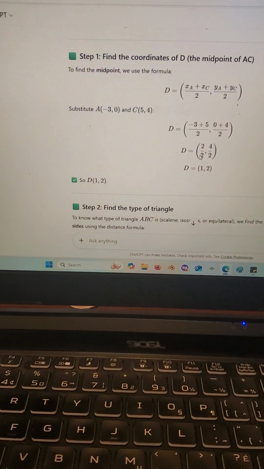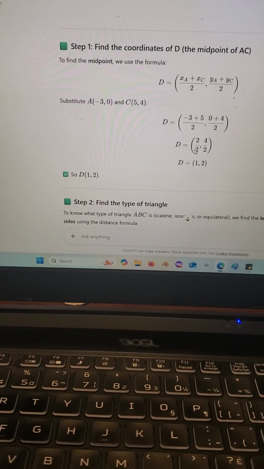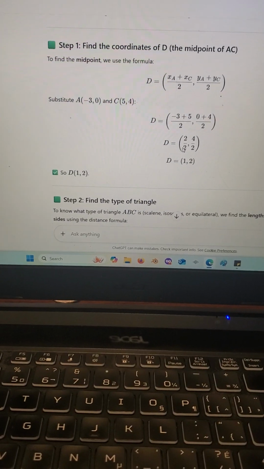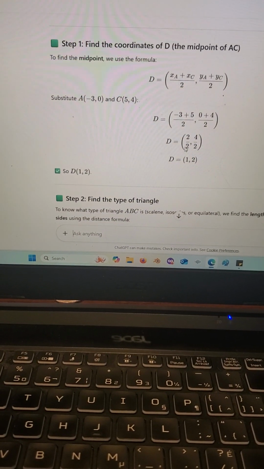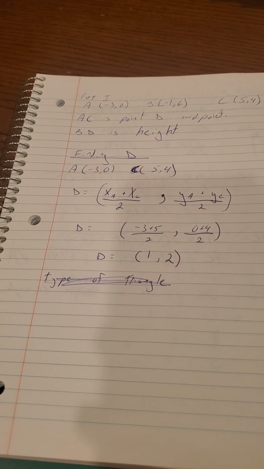Okay, so we start off with the first part, finding point D, which is the midpoint. Of course you do your simple equation, and you get (1, 2) for point D, right? So it's right here, if you need to see it on paper. Those are the points.